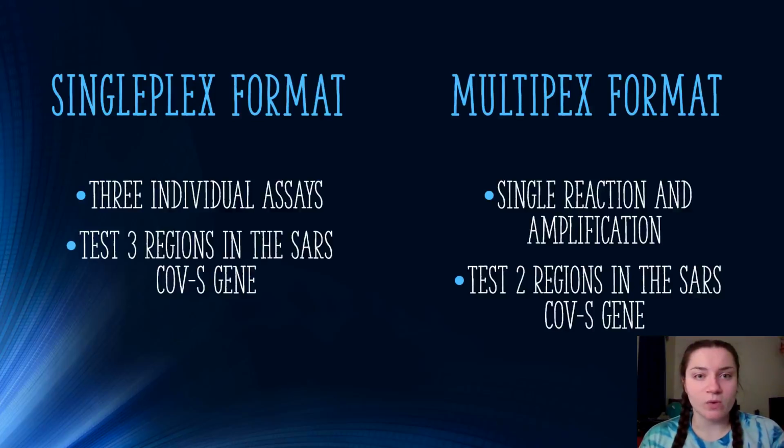In a singleplex format, the test uses 3 primer and probe sets to detect 3 regions in the SARS-CoV-2 nucleocapsid gene, and 1 primer and probe set to detect human RNase P. When multiplexed into a single reaction, the test uses 2 primer and probe sets to detect 2 regions in the SARS-CoV-2 nucleocapsid gene, and 1 primer and probe set to detect human RNase P.